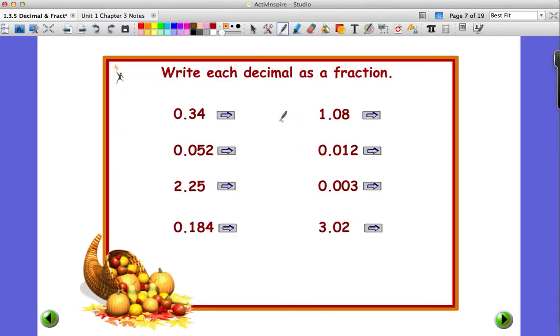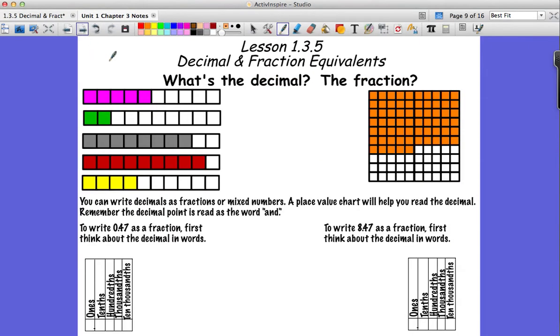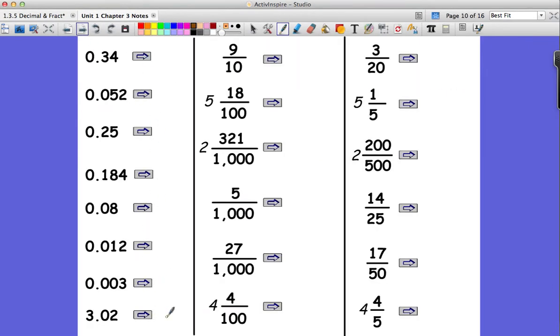All right, so what I'd like you to do is take a minute and write each of these decimals as a fraction. You're just doing this first column, and when you come back, we'll go over your answers.